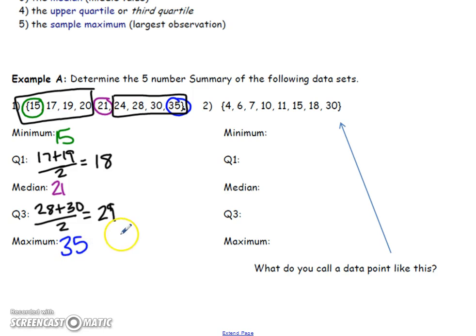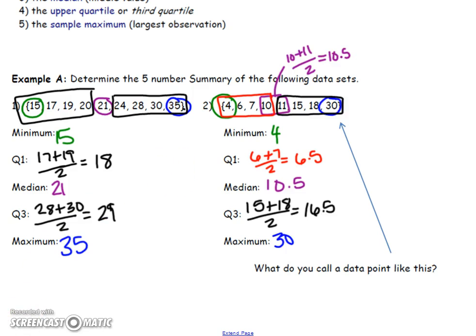Take a moment to try example 2 on your own, then check the video to see if you are correct. Now this data set was a little tricky in finding the median because it was an even number of numbers, so we had to go between 10 and 11, which was 10 and a half. Then since 10 and a half is not actually a number in our data set, we can include 10 in the lower half and 11 in the upper half when we're finding the quartiles.